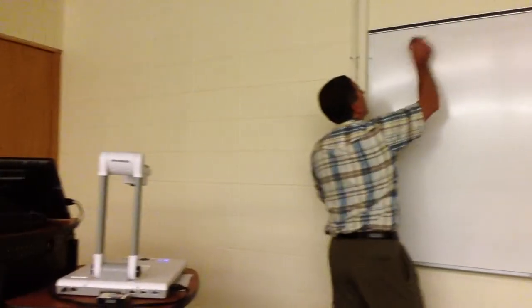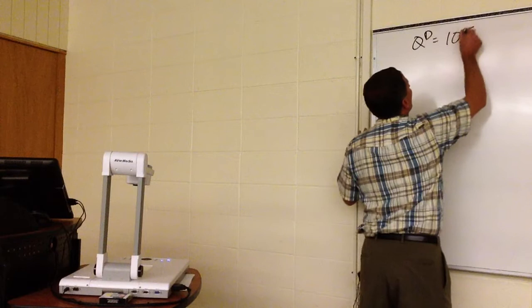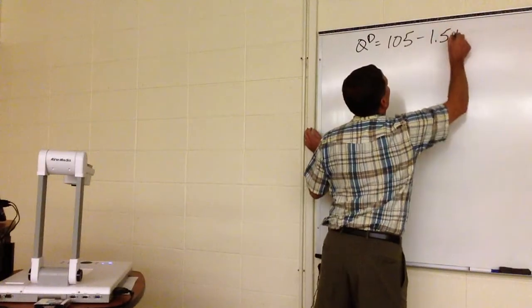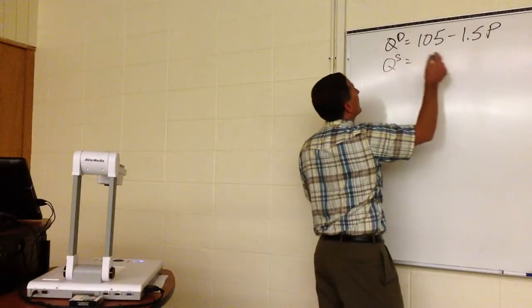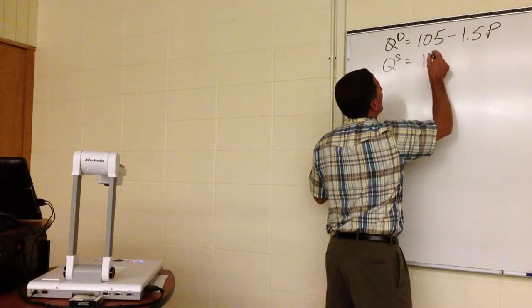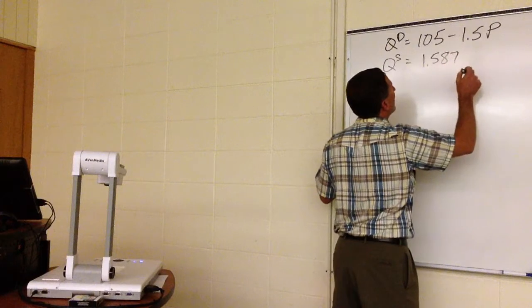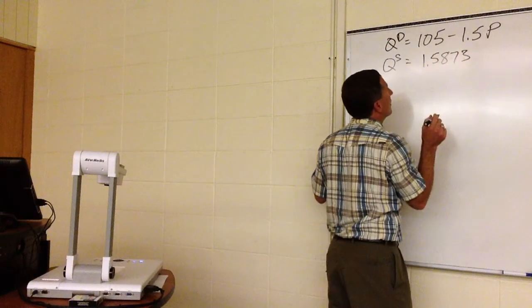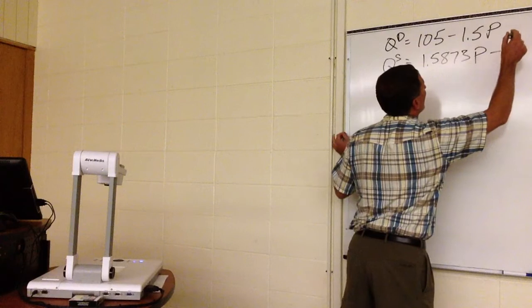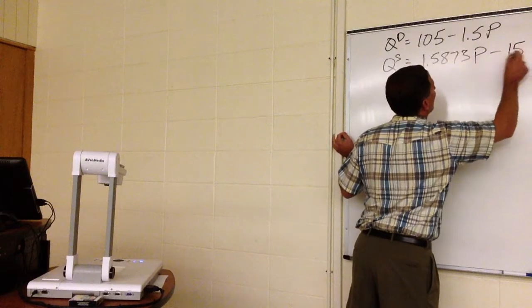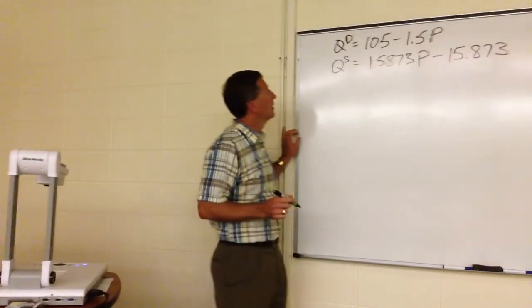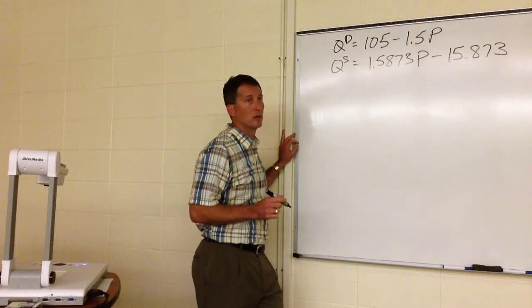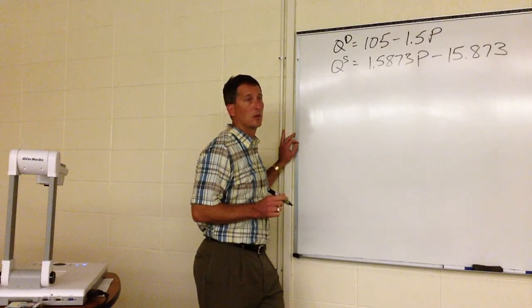QD was equal to 105 minus 1.5 P. And then QS was equal to 1.5873 P minus 15.873. Those were basically the same equations that they kept giving me.